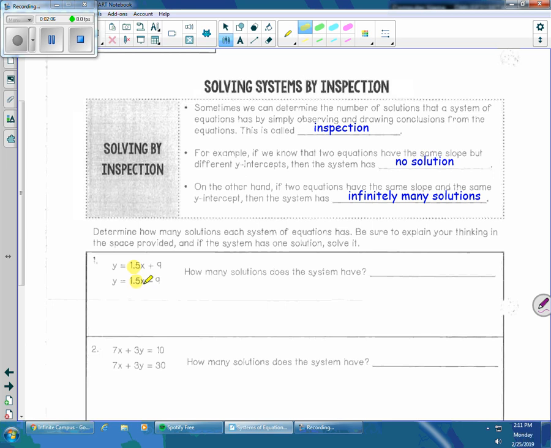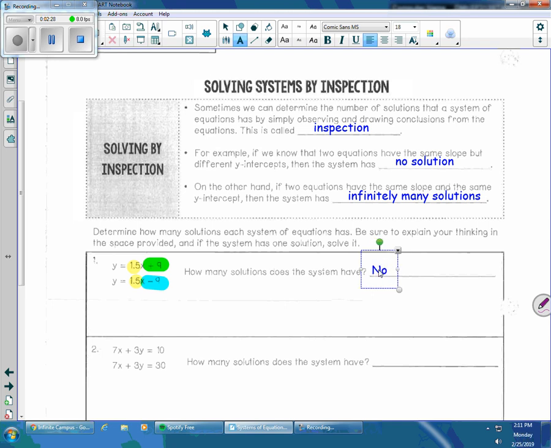My slopes are the same. My y-intercept, this one I've got a positive 9. This one I have a negative 9. Positive 9 and negative 9 are not the same number. Therefore, I know that this system of equations has no solution.